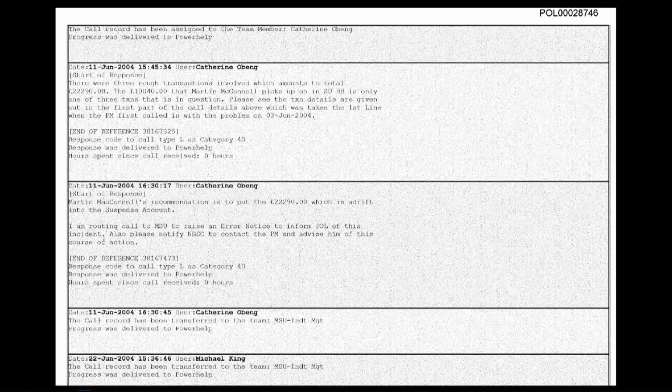Can we go on, please, to page 5? And look at the third entry on the page, also from your colleague, Catherine Obeng, 16:30:17. Martin McConnell's recommendation is to put the £22,290, which is adrift, into the suspense account. Was money adrift at this point? Is that the right way to describe it? Well, it's a loss that the branch should not have been liable for.